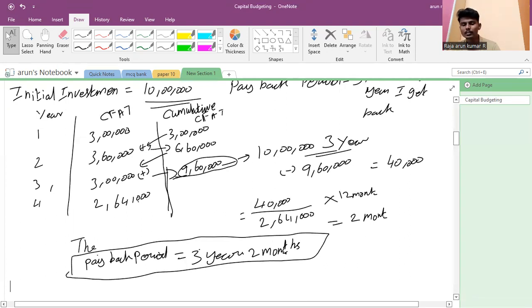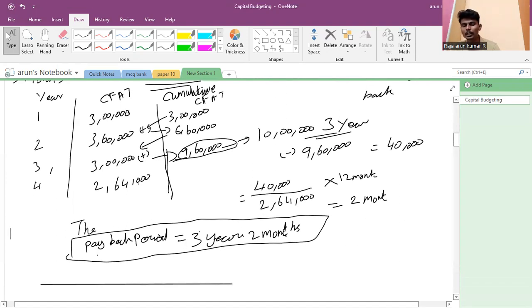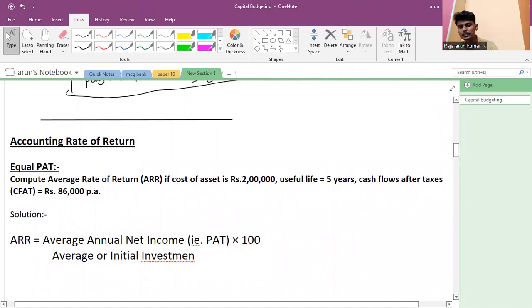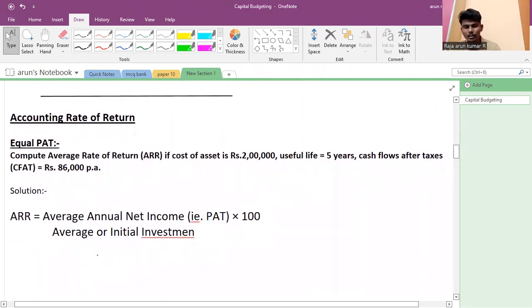Okay, this is the simple question. We found the payback period for it. I hope you understand this concept. We go to the next concept.